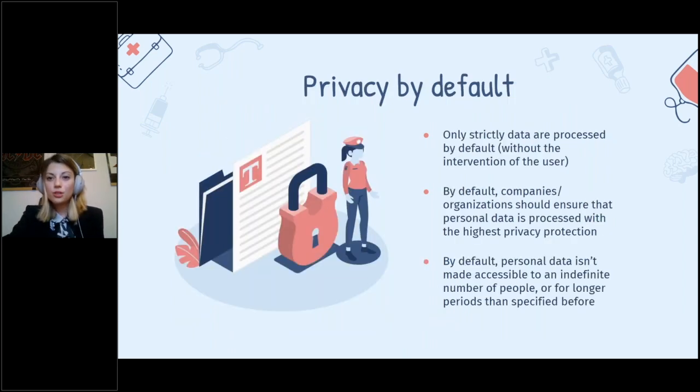Another important principle organizations should follow is privacy by default. By default, companies and organizations should ensure that personal data is processed with the highest privacy protection. For example, only the data necessary should be processed, with a short storage period and limited accessibility. In this way, by default, personal data is not made accessible to an indefinite number of people. And two terms that have been used a lot when discussing privacy by design and data minimization are data anonymization and pseudonymization.